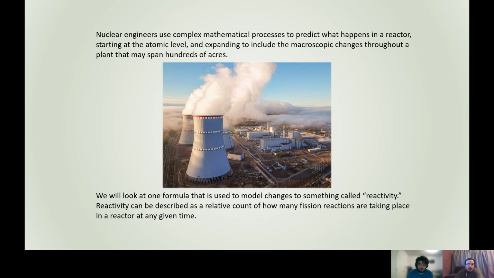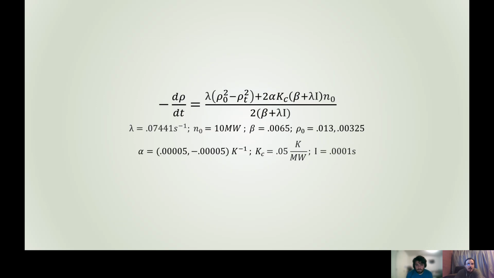Today we're going to look at one formula that is used to model changes to something that we call reactivity, which, as I described, is basically the amount of fissions that are happening in the reactor at any given time. This is the formula that we're going to be looking at today. So it literally just describes that, and I'm going to go through what each of these components are so that we can see how they fit together. And then Troy is going to show us a little bit of what happens when we change these components.